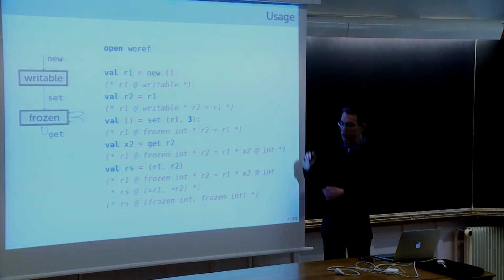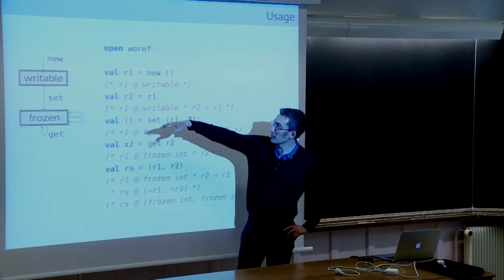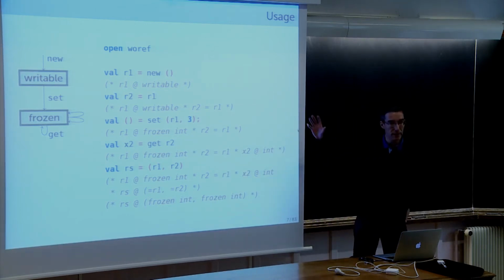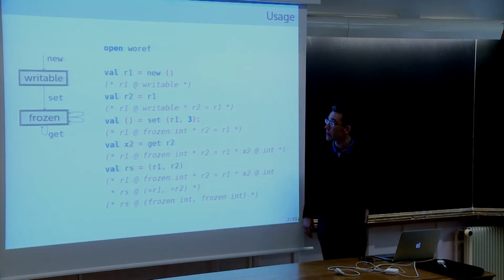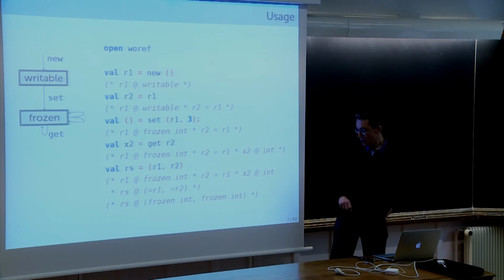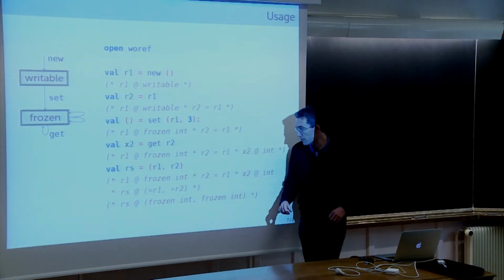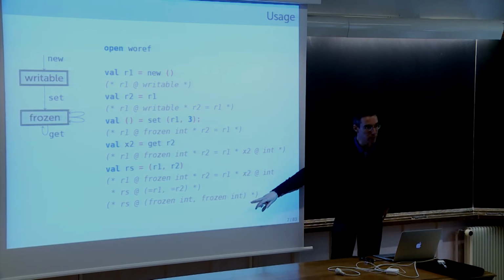So that's the kind of thing you can do in this language. And I have drawn this little state chart trying to say that a reference is in one of two states, and we have some transitions between them. So new, set, and get are user-defined functions. And this funny arrow here is supposed to mean that when you have a frozen thing, you can implicitly duplicate it, as I have done in the final line.